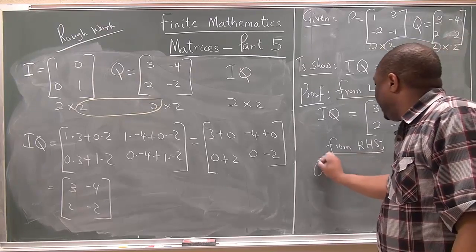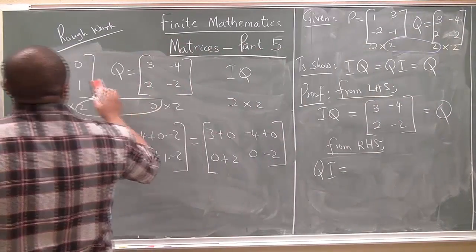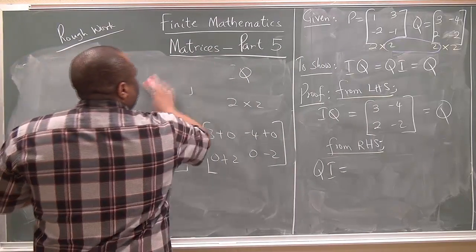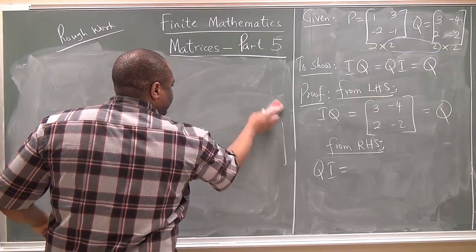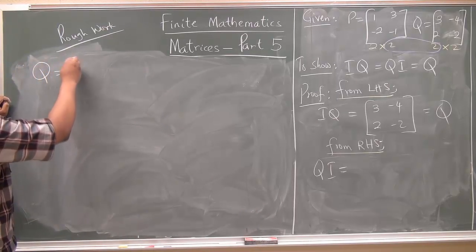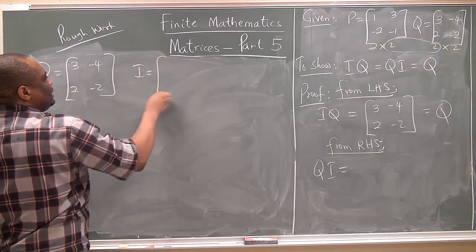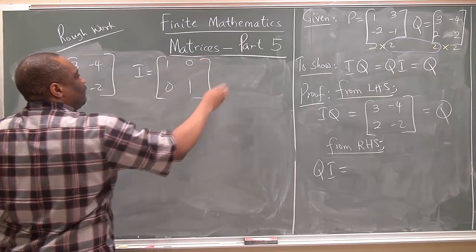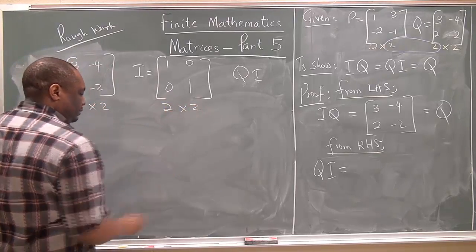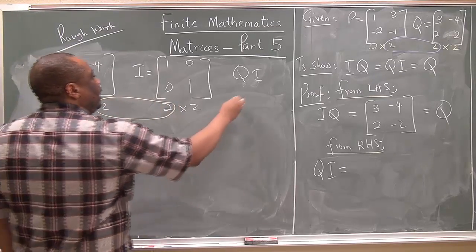Now the next thing we do, let's find QI, and see what we got. Okay? So when we want to find QI, I taught you a way to put it, that our Q will come first. Our Q is 3, 2, -4, -2. And our I is the identity matrix 1, 0, 0, 1. And of course our QI is a 2x2. Watch my video on matrix multiplication, please. And this will be 2x2.